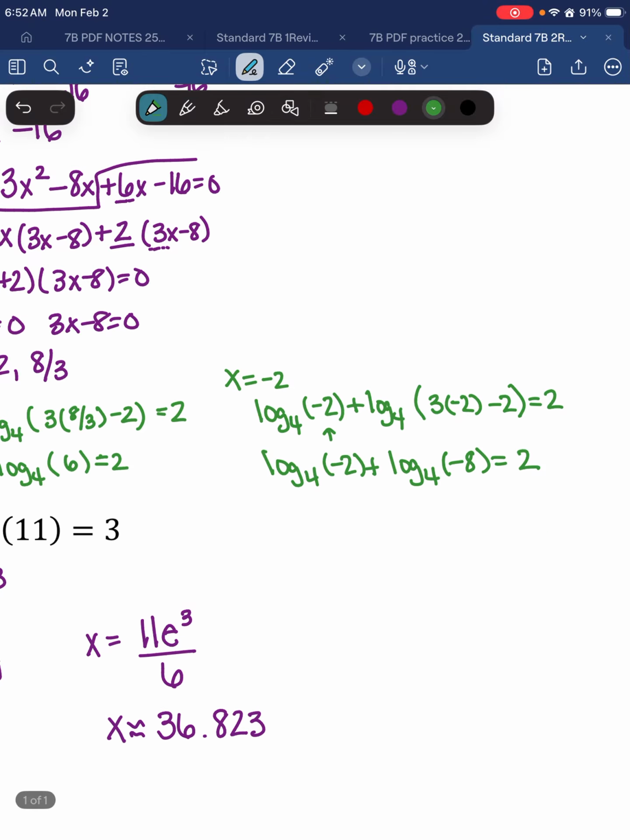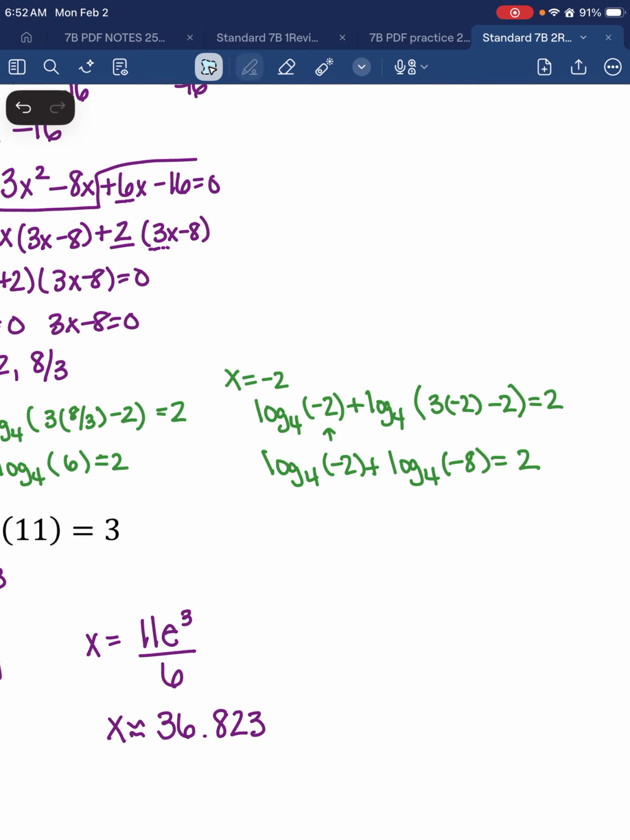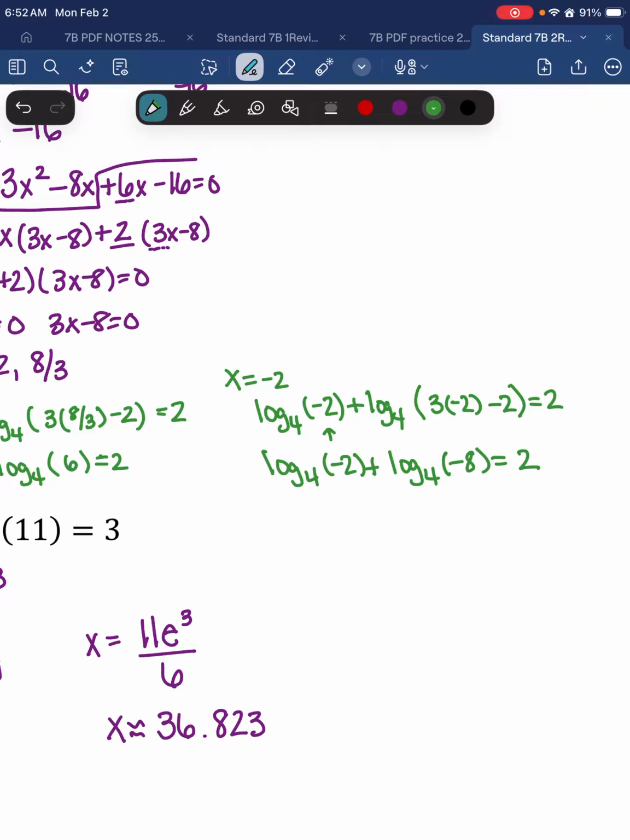However, negative 2 times negative 8, checking to see if things are correct. I'm checking to see if this times this equals this base with this exponent. So I'm checking negative 2 times negative 8. Does that equal 4 squared? And 16 does equal 16. So that's true. But once again, I have logs of negative numbers, so x cannot equal negative 2. You don't have to give that reasoning, but you do have to disprove it. So my only answer is x equals 8/3.